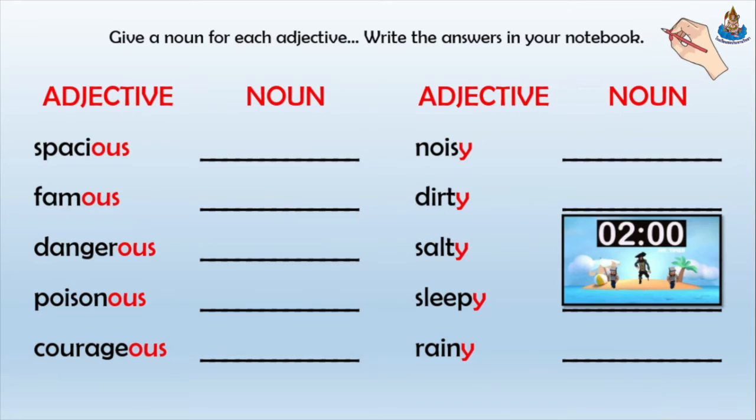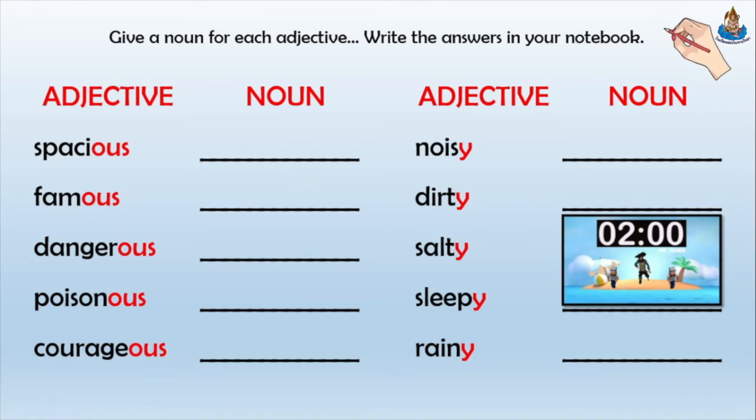So like we said, adjectives are used to describe nouns or pronouns. Now let's try to apply the concepts that we have learned with the suffix ous and y. So we will try to add some nouns to the following adjectives that we have here. Now to help you give a noun, ask yourself, what is spacious or who is famous? Then you will be able to give an appropriate noun for the given adjectives.